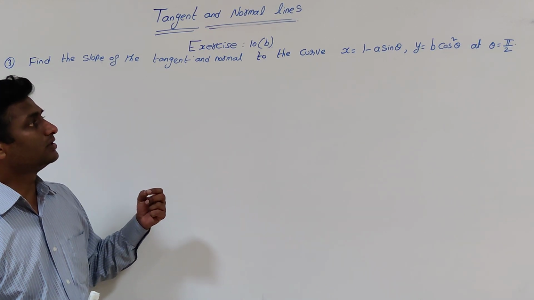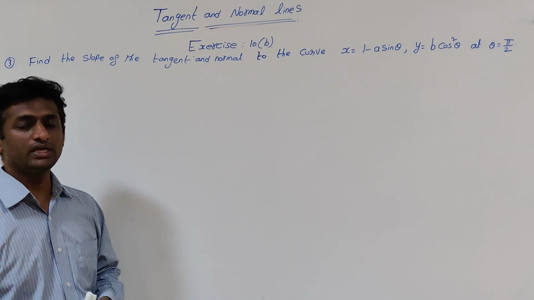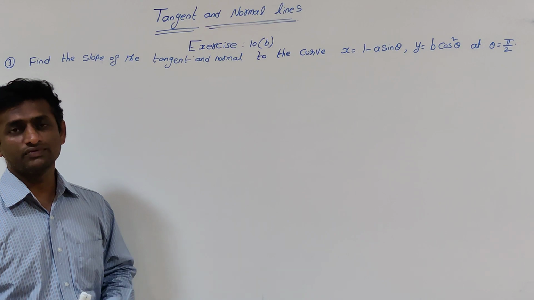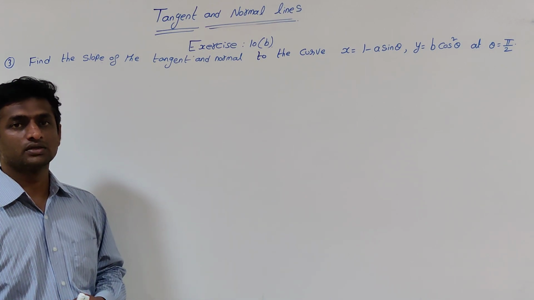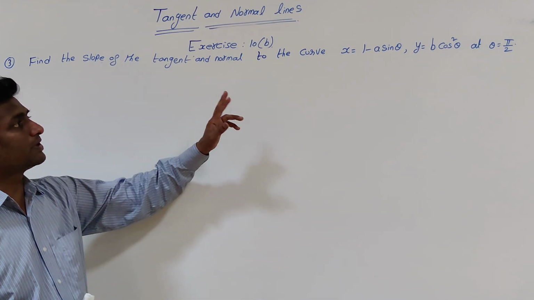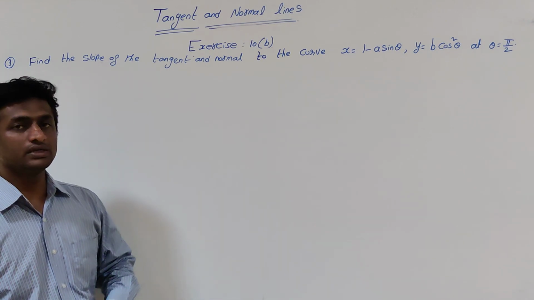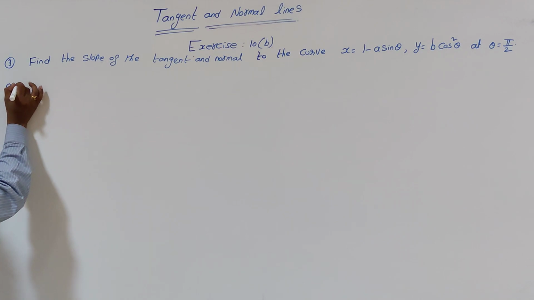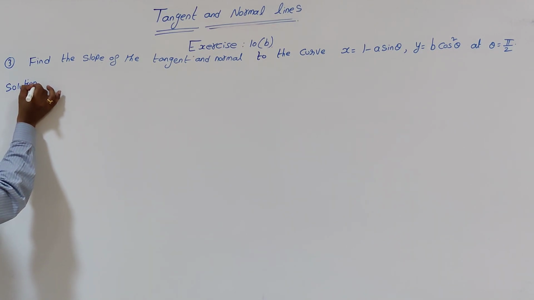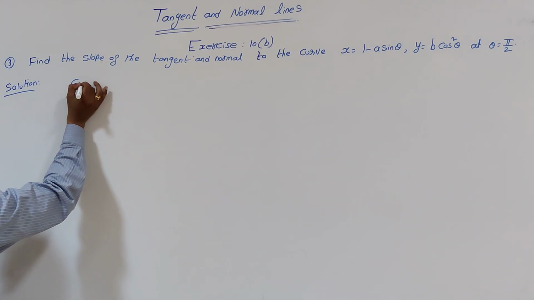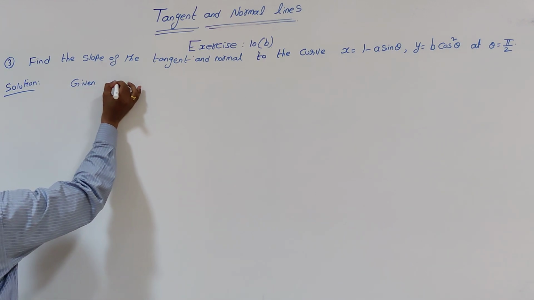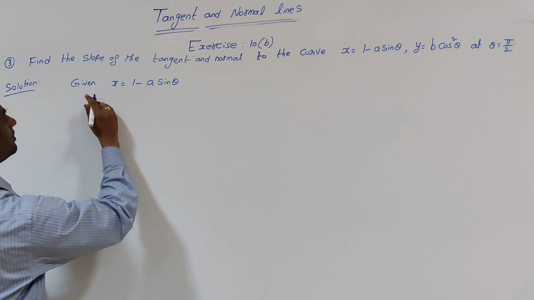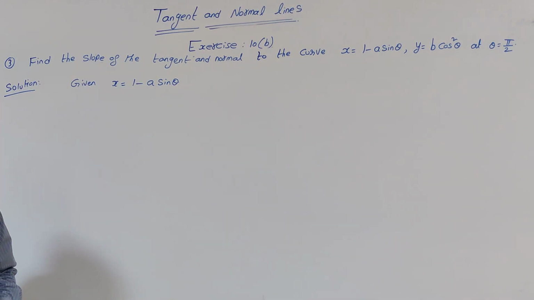Now we require the slope of the tangent as well as the normal. Slope means derivative of the function, that is dy by dx. But here x is dependent on theta and y is dependent on theta. So we will see the solution. Given x is equal to 1 minus a sin theta. Now differentiate with respect to theta.